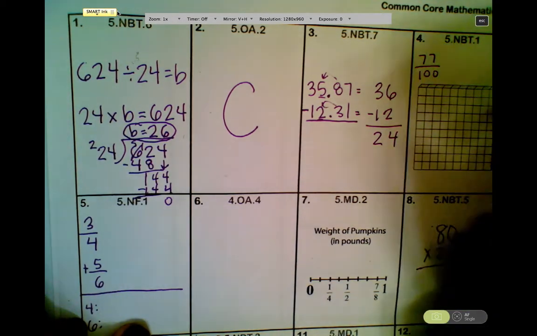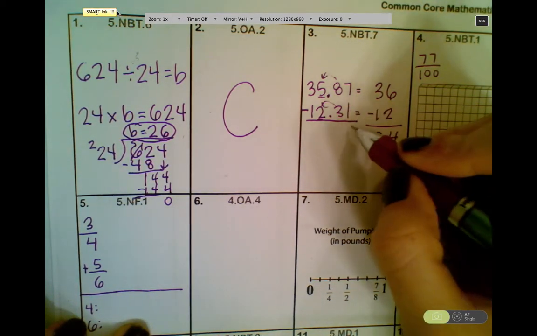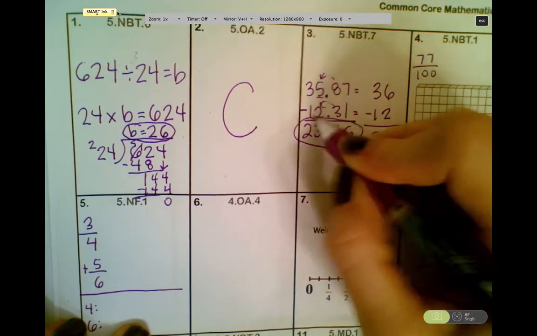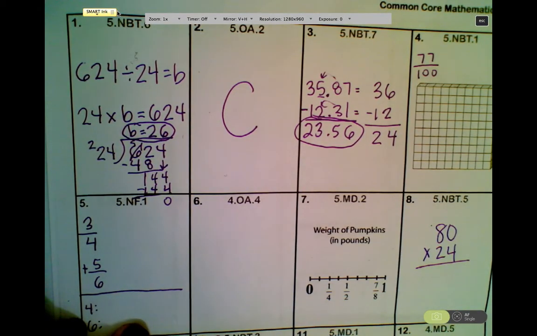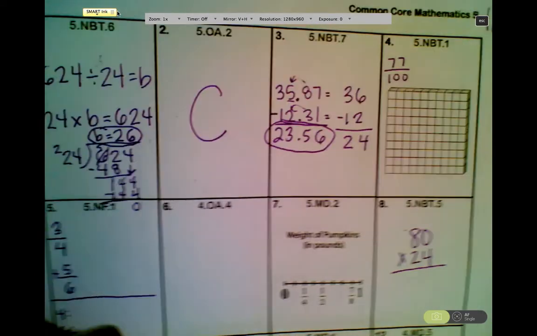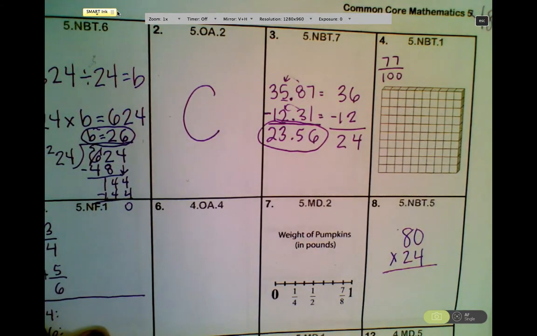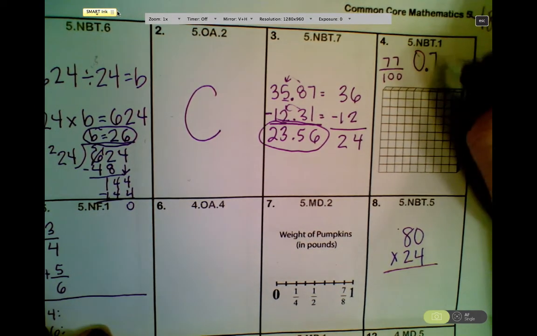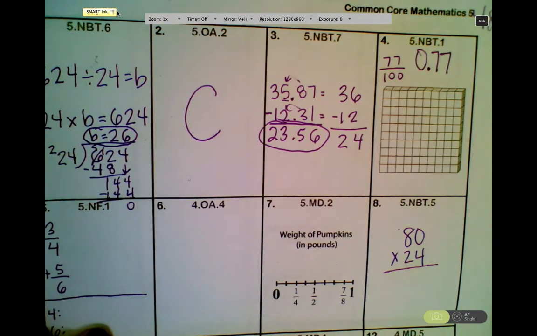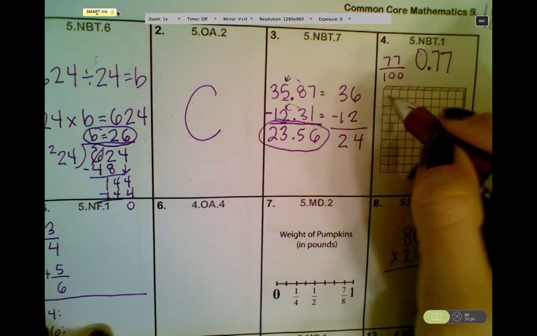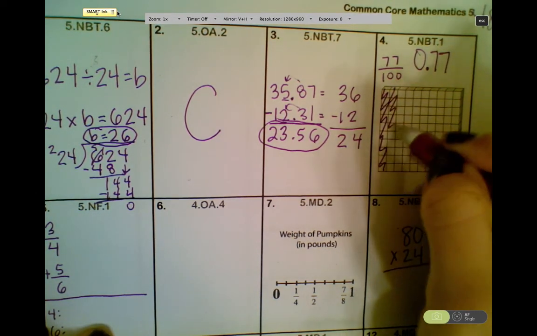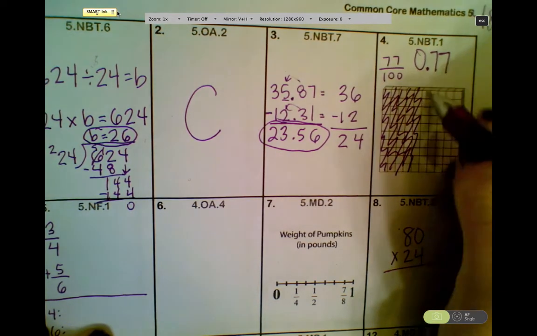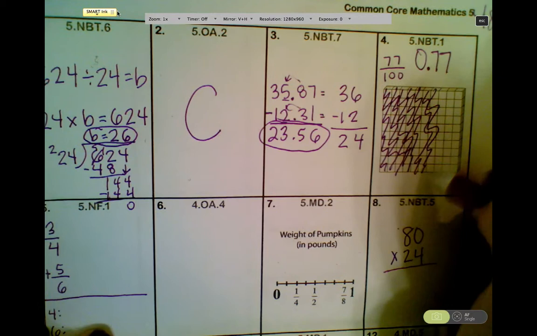Okay, now I'll actually find the exact difference. And my answer is 23 and 56 hundredths. Number 4, write 77 hundredths as a decimal. It would look like this. If I filled it in to this model, I would fill in 7/10, 2, 3, 4, 5, 6, 7, and then 7 more.